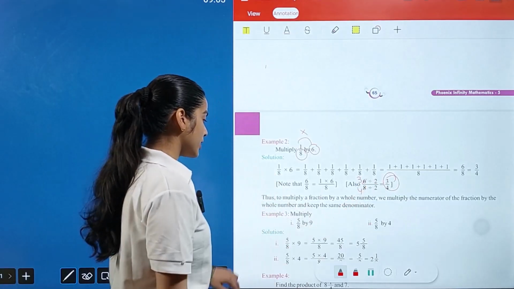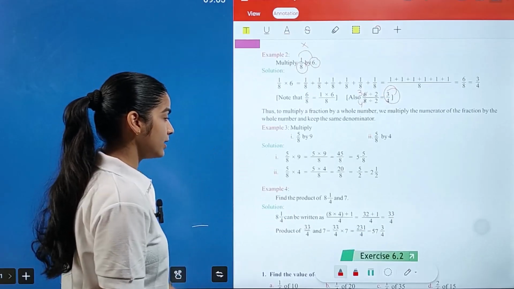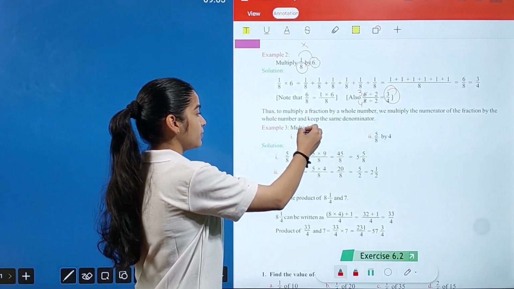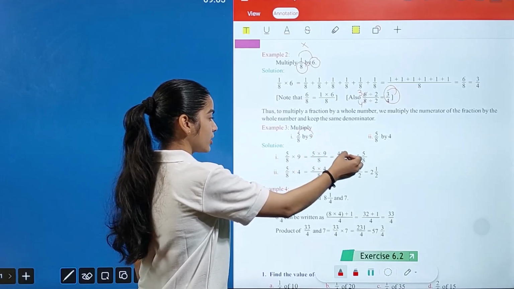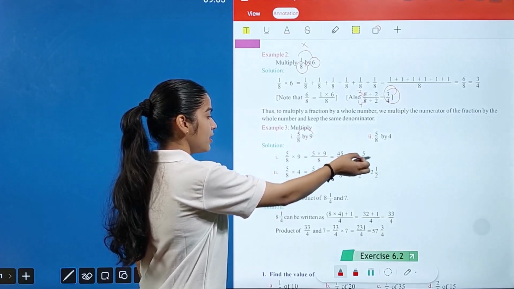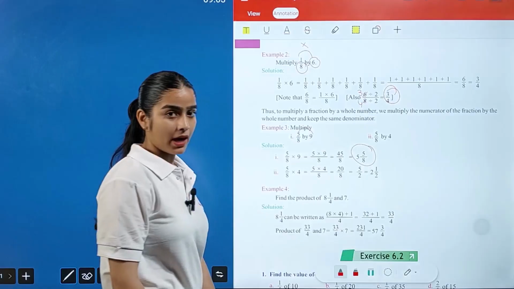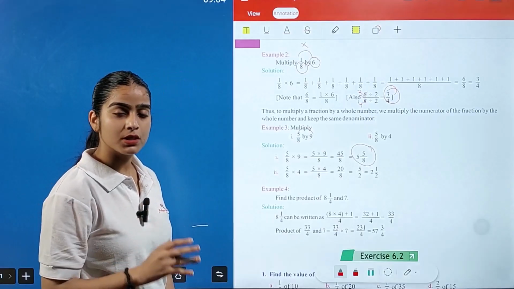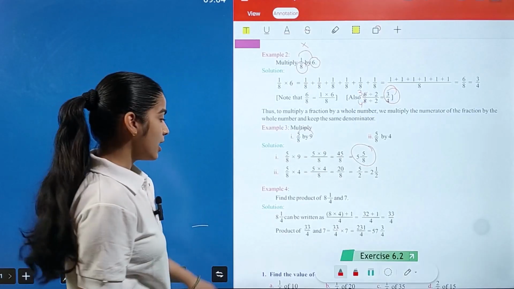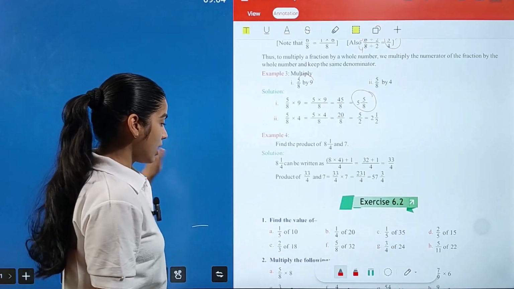Okay. Now next, 5 by 8 times 9. So you just have to multiply your numerator with the whole number. 5 nines are 45 and 8 will remain the same. Further, you can convert it into a mixed fraction. And how we have to convert these numbers into mixed fractions, we already learned in our earlier classes. So you have to have a look at it.